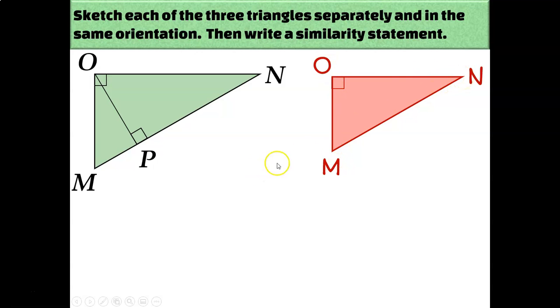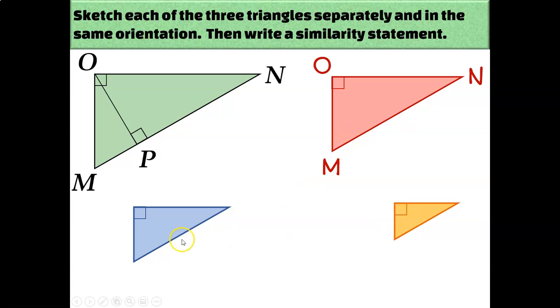Then I want you to draw this exact same triangle with the right angle in the top left-hand corner, short leg on the left, long leg on top, and hypotenuse going up and to the right. Draw that 2 more times. Make one a little bit smaller and one a whole lot smaller.